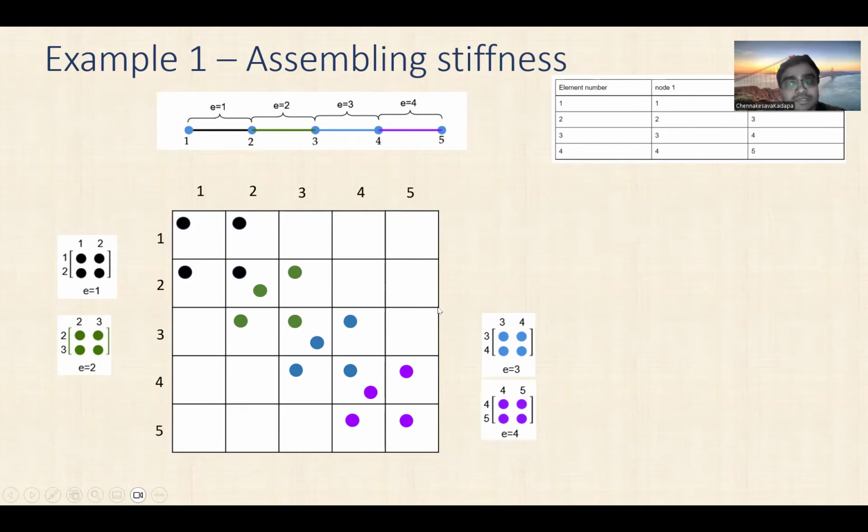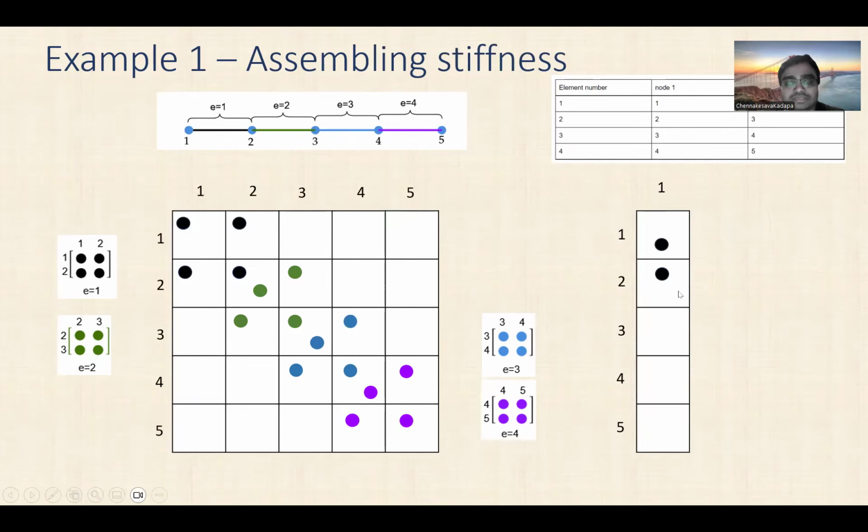Similarly, we assemble the global force vector by adding the contributions from individual element force vectors. The force vector is of size 5 by 1, so we have 5 entries, from element 1, element 2, element 3, and element 4. Whenever there is more than one dot in a cell, we add them. Similarly here, we add the values of these 2 dots.